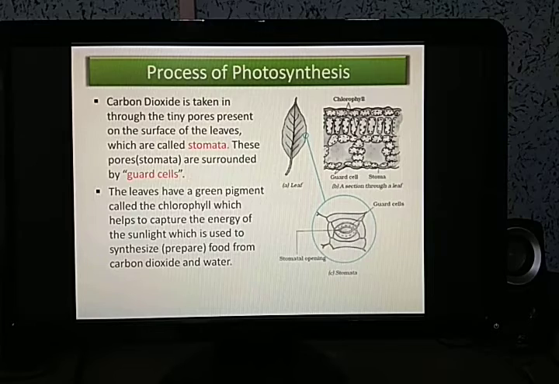This chlorophyll is also one of the ingredients. We have already read it. So this chlorophyll helps to capture the sunlight. And sunlight is also very important for synthesizing, that is preparing the food from carbon dioxide and water. So now you know how all the ingredients are being collected by the plant to make their food. I hope this is very much clear to you all now.